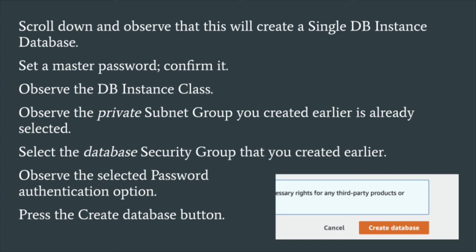Observe the private subnet group you created earlier is already selected. Select the database security group that you created earlier. Observe the selected password authentication option. Press the Create Database button.